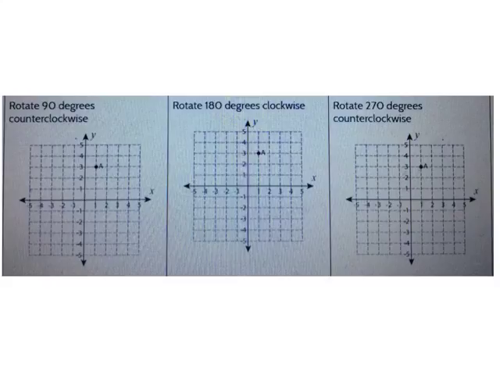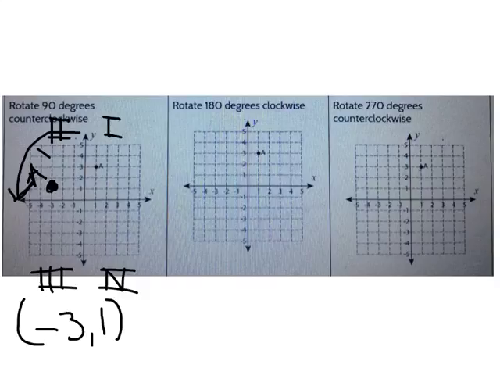Let's try 3 more. Rotate A 90 degrees counterclockwise. When I rotate A 90 degrees counterclockwise, which quadrant will it end up in? It will end up in quadrant 2. Go ahead and rotate A 90 degrees counterclockwise. A ends up at -3, 1.